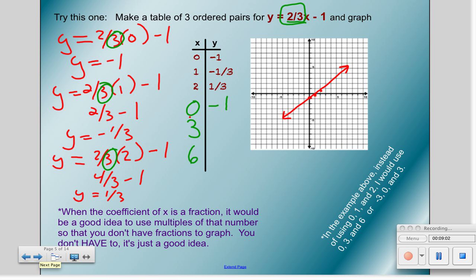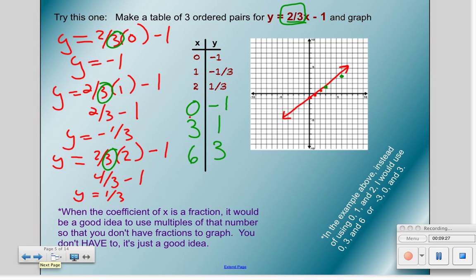0 is still going to give me negative 1. When I plug in 3, I should get 1 as an answer. And when I plug in 6, I'm going to get 3 as an answer. So 3, 1 was about right here, and 6, 3. So my graph's off the way I graphed it, but it would have been lined up had I done it right. So again, you might want to write this down in your notes.